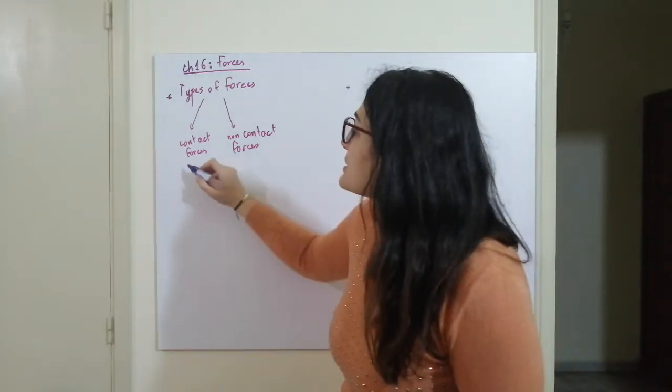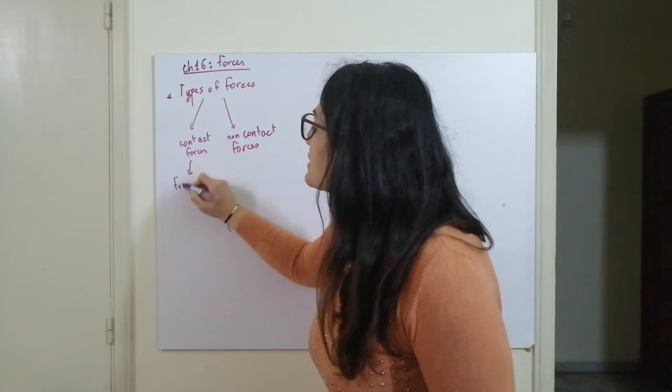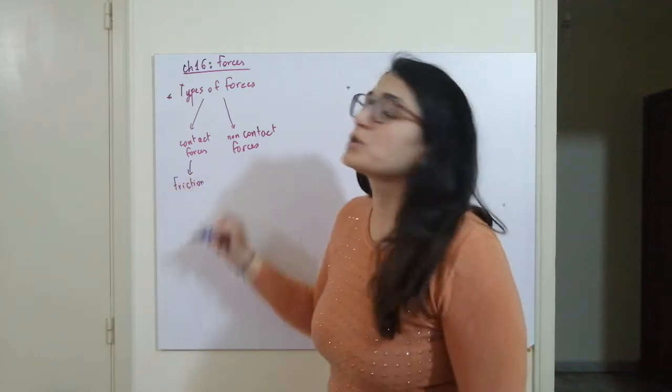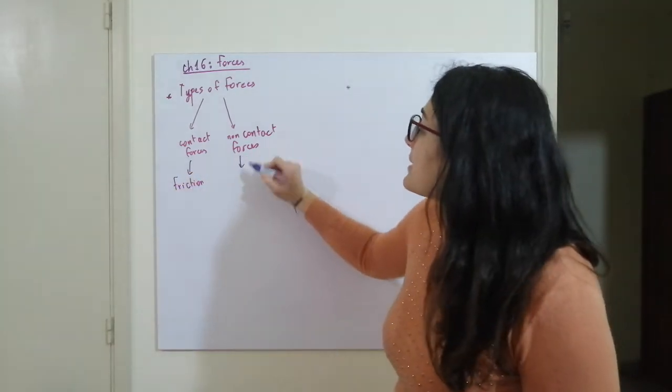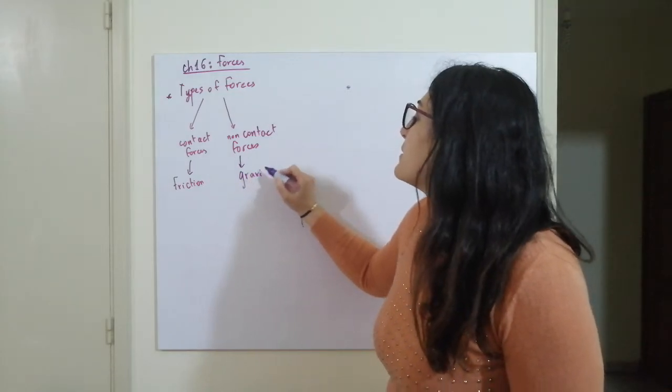An example of contact forces: I have friction, I have any push or a pull. Whereas in here, I have gravity or magnet.